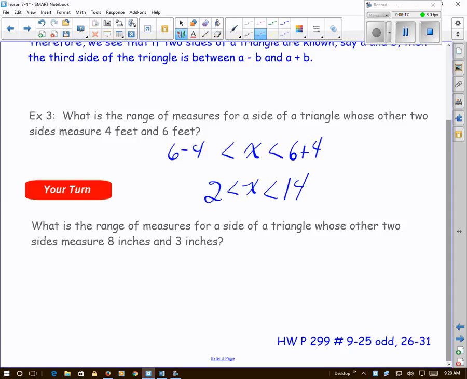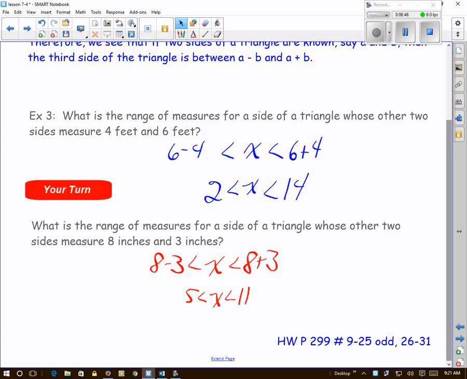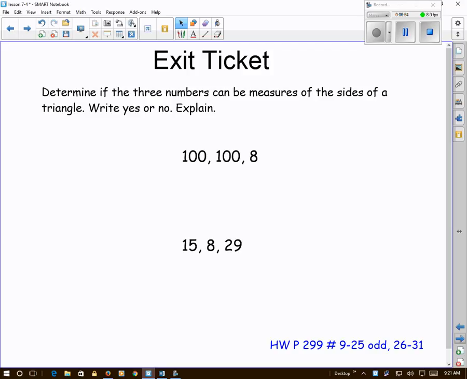You should have found that the missing side measure is between 8 minus 3 and 8 plus 3. I suggest you always put the lower number on the left and always use your less than signs in both positions. So that would be between 5 and 11. Notice again, it can't be equal to 5 or 11, but any number between those. Try these two, and then you may begin your homework.